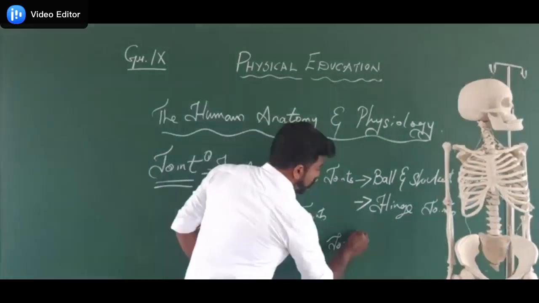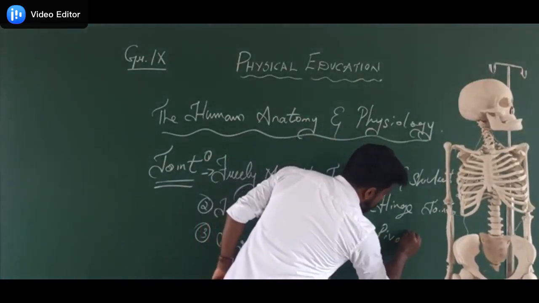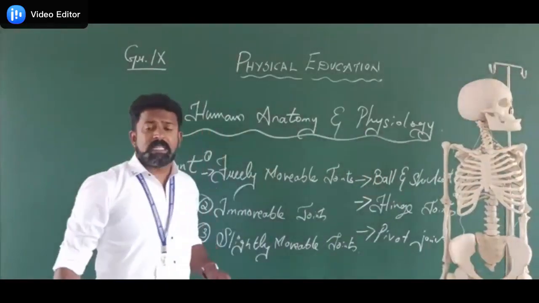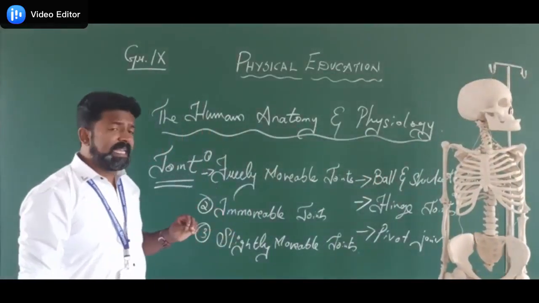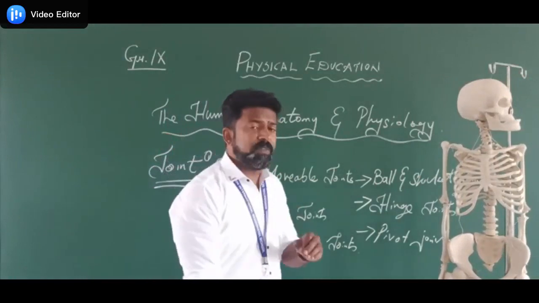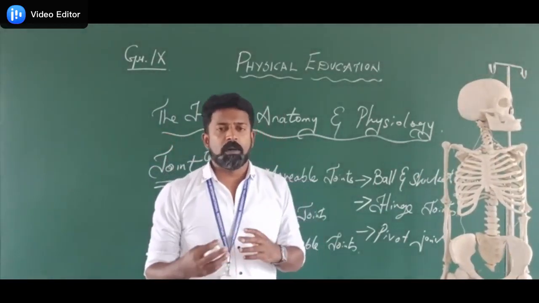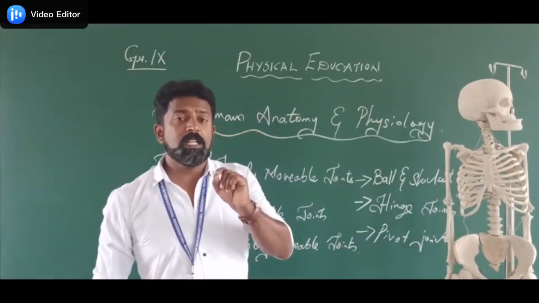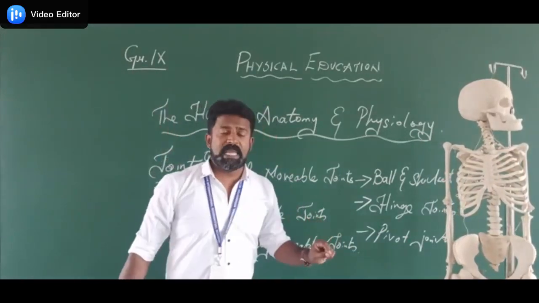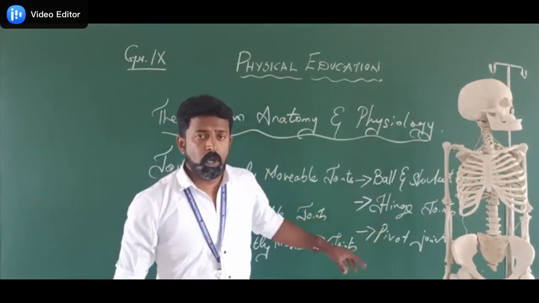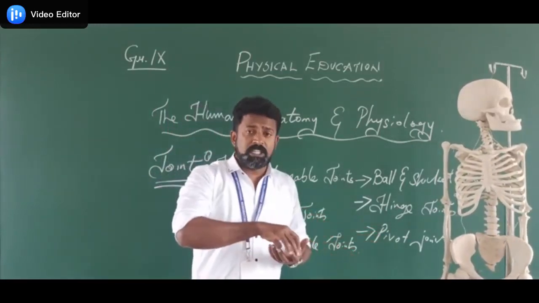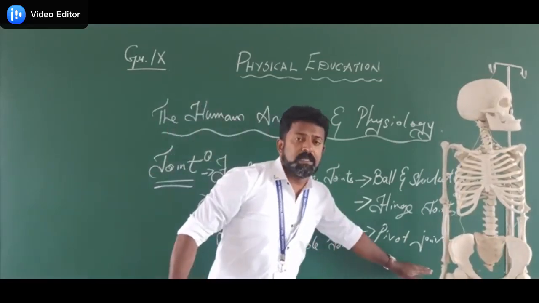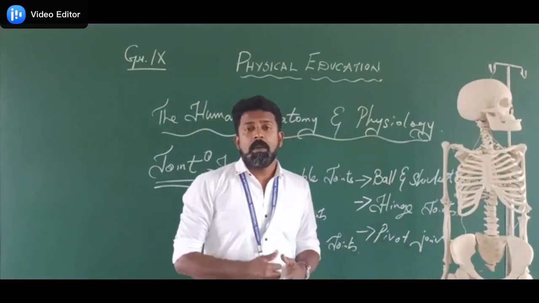The third one is the pivot joint. A pivot joint is where rotation takes place. In many activities you perform, the pivot plays a very important role. The ankle joint can be given as the best example for the pivot joint, where the bones meet, rest on each other, and turn to perform this joint's action. That is the pivot joint.